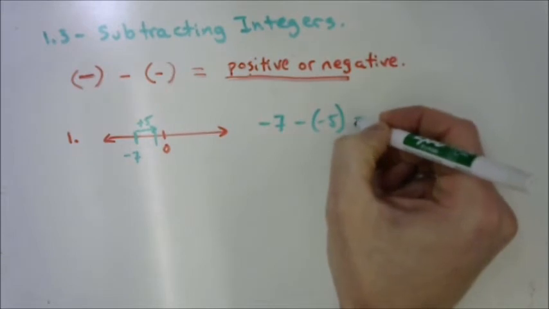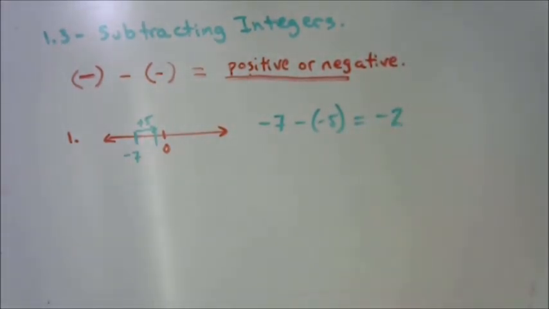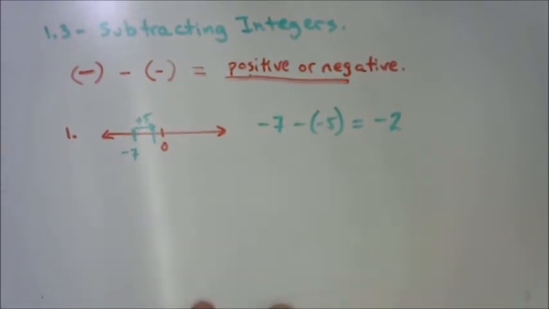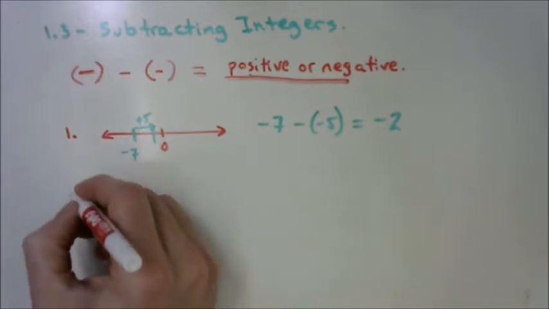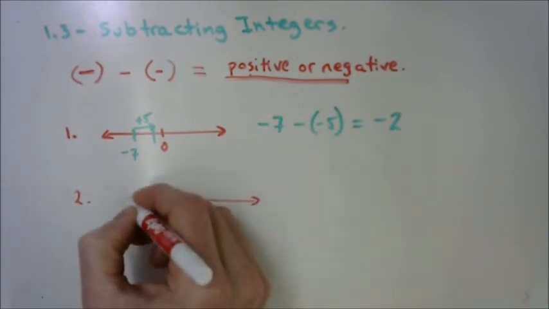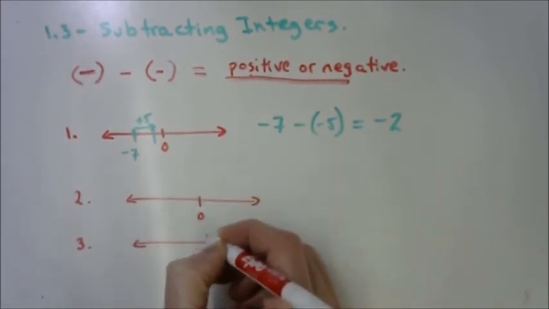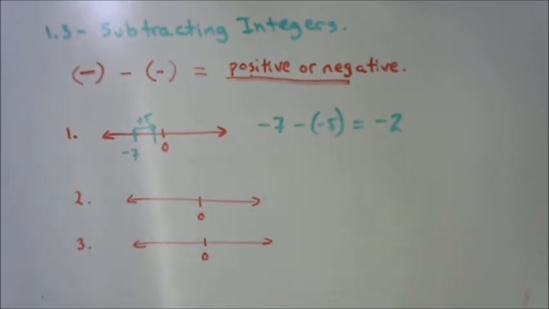Go ahead and do your next ones. Again, just draw your number lines. Do your number line diagrams to see if you're crossing 0 or not. And then we'll apply the trick. Don't answer them yet. All right.